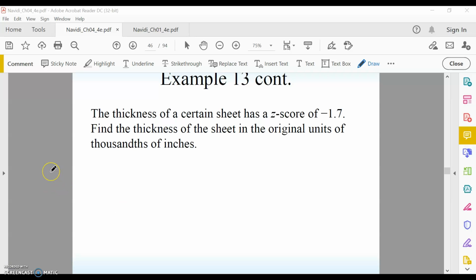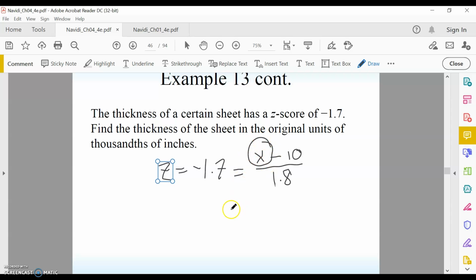Similarly, we can go backwards. So the thickness of a certain sheet has a z-score of negative 1.7. So now we know z is negative 1.7. And we want to know the thickness of the sheet in original units of thousandths of an inch. So we want to know what the x is. So in your prep work, solve for x. So figure out what the original was. So you can go backwards, in other words, right? Put it in a box so I can see it in your prep work.